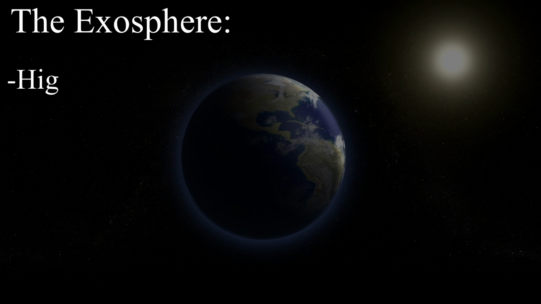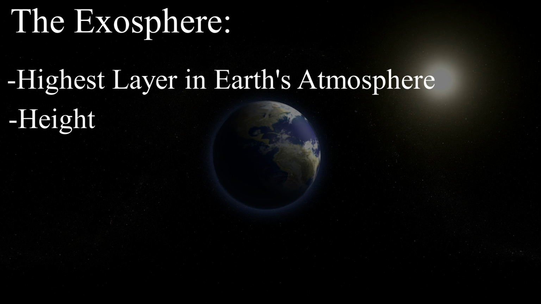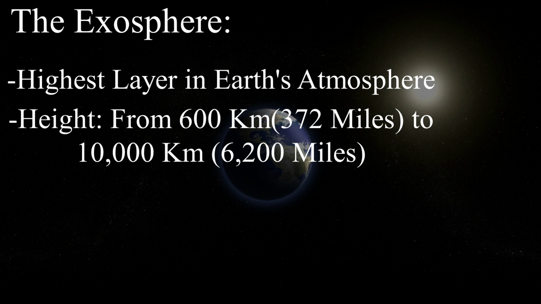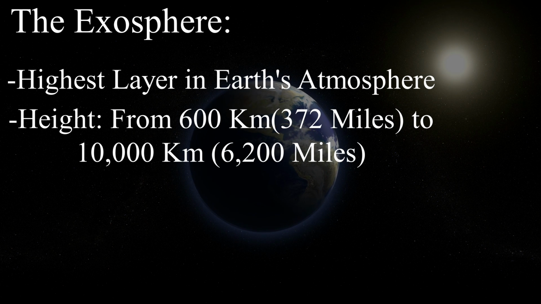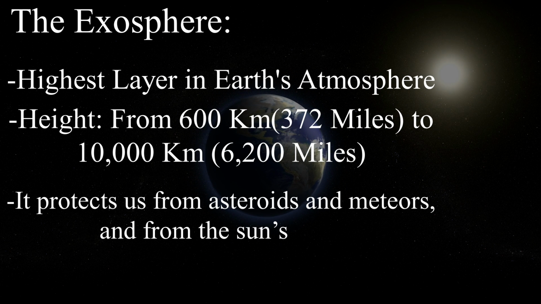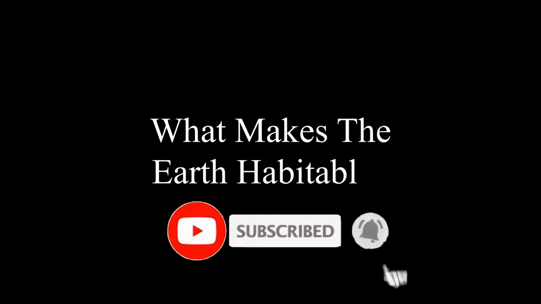And finally, the exosphere is the highest layer in Earth's atmosphere. It starts at an altitude of about 600 kilometers and goes out to about 10,000 kilometers above the Earth's surface. It protects us from asteroids and meteors, and from the sun's rays. What makes the Earth habitable?